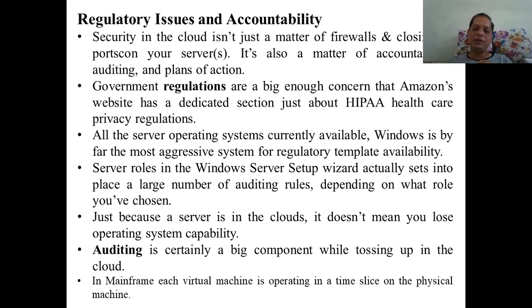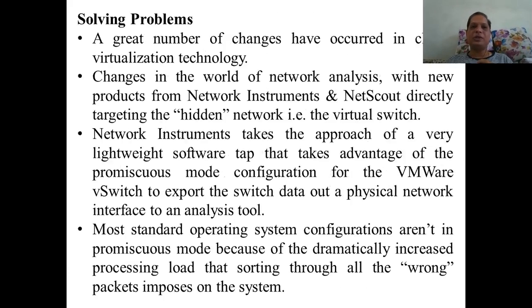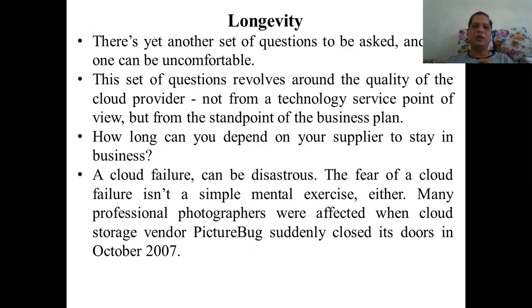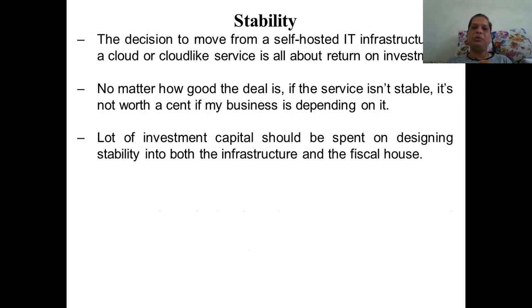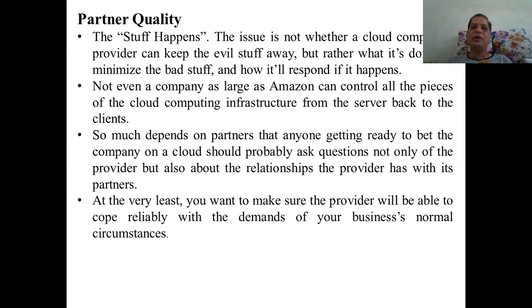Well, those were the cloud issues that we have just discussed. To recap, we discussed four types of things: availability of functionality, technology issues, management and contractual issues, that is the regulatory issues, and issues of stability and reliability that should be taken up. I hope you have understood this.